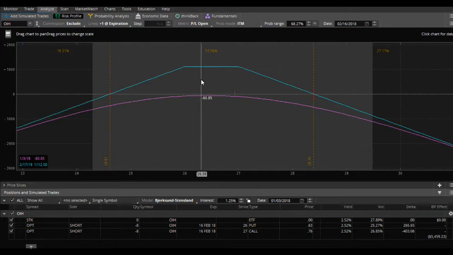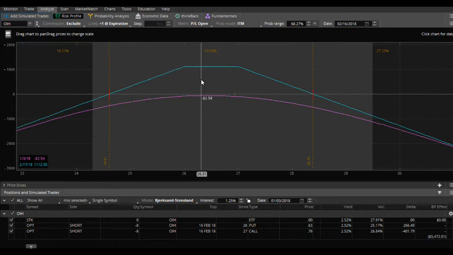Anywhere between 26 and 27, if we were to pin that security in between those at expiration, then we would receive max profit. Of course, it's never our goal to hold through expiration. We always want to manage strangles at approximately 50%, 25 to 50%, and we'll just see how that goes.